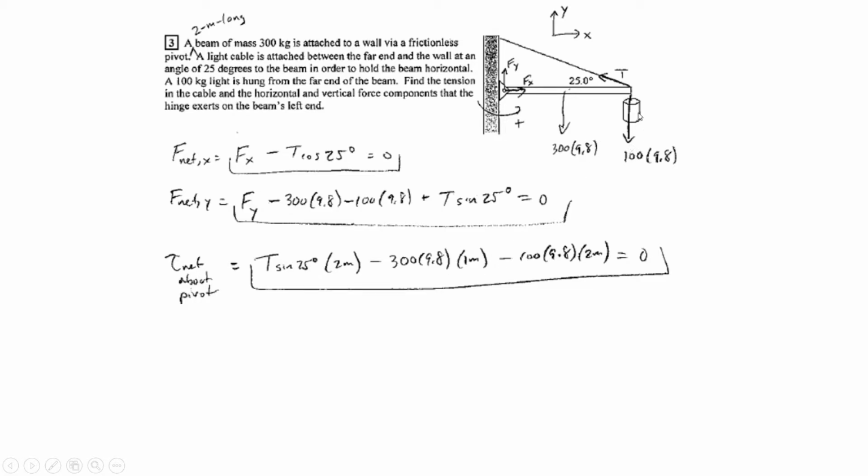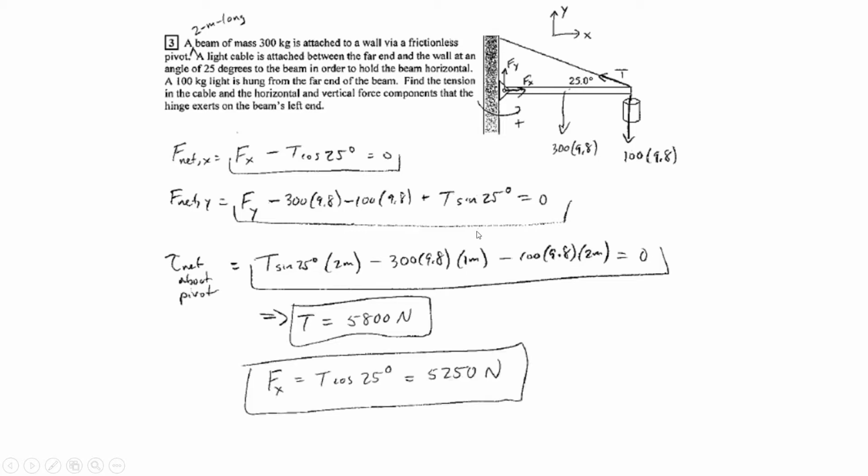And the 100 times 9.8 has a moment arm of 2 meters. Both those come in with minus signs. That is a nice equation because it allows us to solve directly for T. So T is 5,800 newtons. Now I can go plug that T into both the first and the second equation.